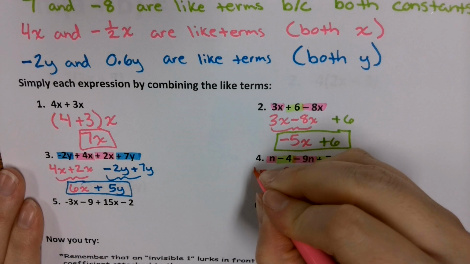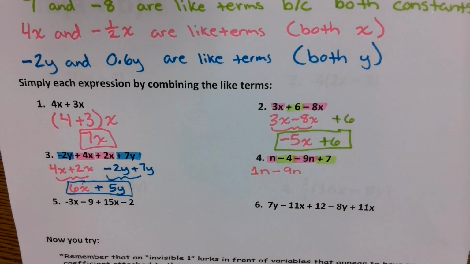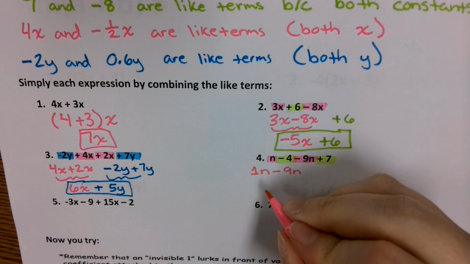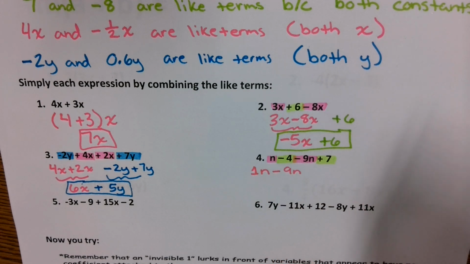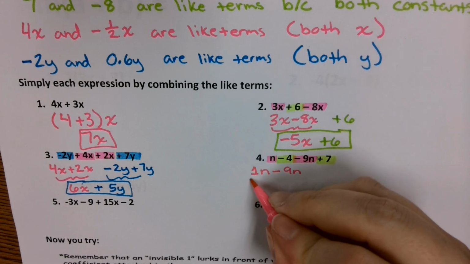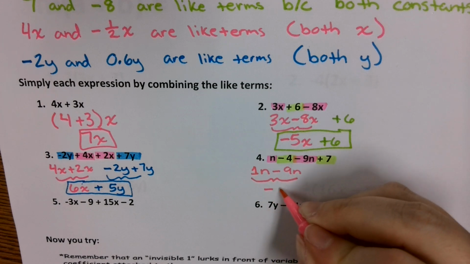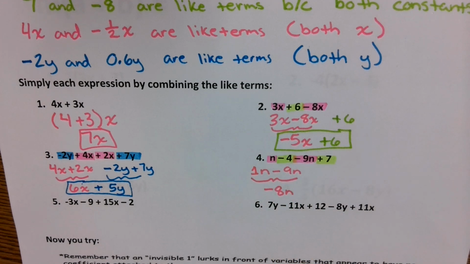So always get used to writing a 1 here, just because I know a lot of people look at it and they go, oh, n minus 9n. Well, there's no number in front of it, so it's just negative 9n. It's not. You have 1n minus 9n. What is 1n minus 9n? Negative 8n. You said 8. Negative. So we have negative 8n.